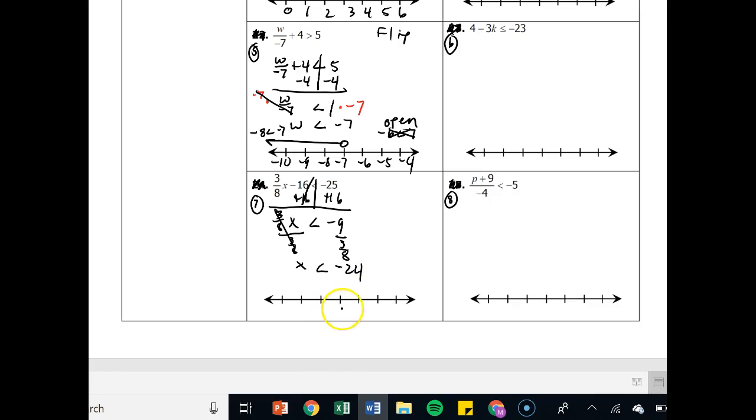So again, put -24 in the middle. Remember, negatives work the opposite, so -25, -26, -27, and then -23, -22, -21. So open or closed circle, it's going to be open. And ask yourself, is -25 less than -24, or is -23 less than -24? So what's the true statement? The answer is -25 is less than -24, because again, the further left you go, the smaller you get.